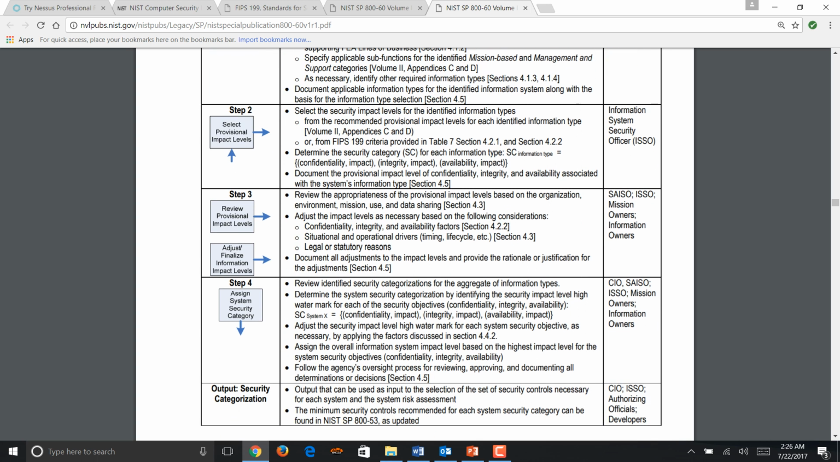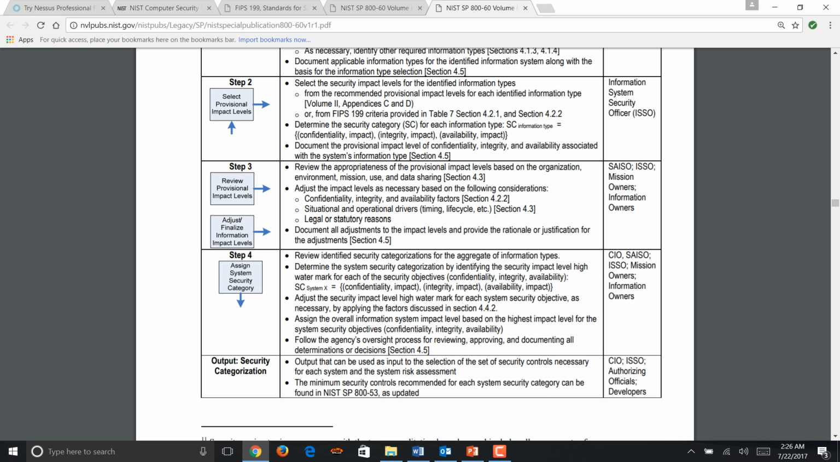Step 4 says review the identified security categorization for the aggregate of information types. Determine the system security categorization by identifying the security impact level high watermark for each of the security objectives. Adjust the security impact level where necessary. Assign the overall information system impact level. Follow the agency's oversight process for reviewing, approving, and documenting all documentation or decisions. And you now have the output, which will be your security categorization.